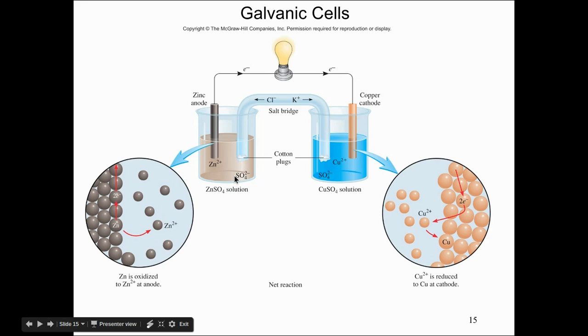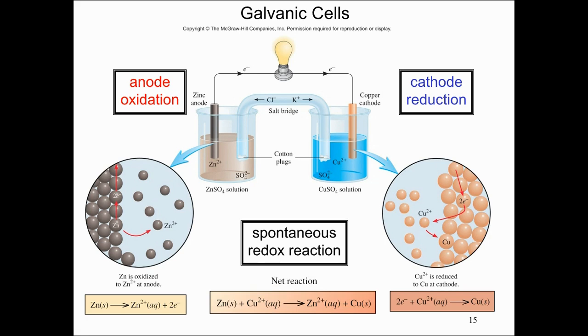Right, this section is going to be on galvanic cells. Now, normally when we've seen redox reactions, like the overall net reaction between zinc and copper, electrons are transferred directly from the reducing agent, the thing being oxidized, zinc, to the oxidizing agent, the thing being reduced, copper.